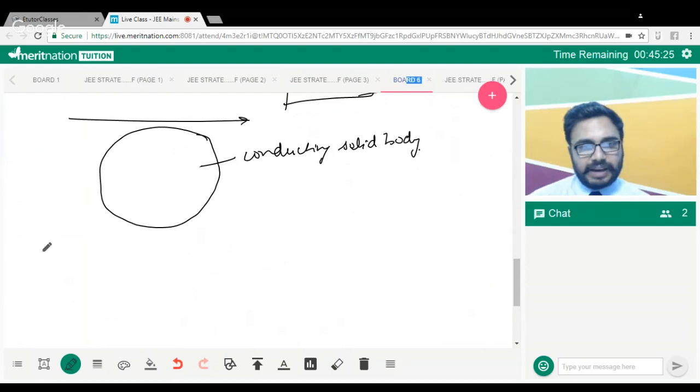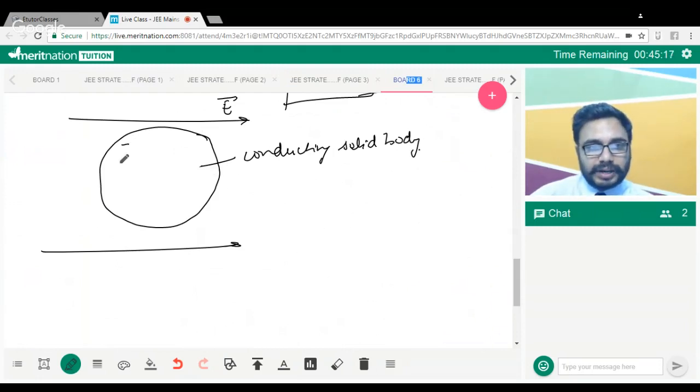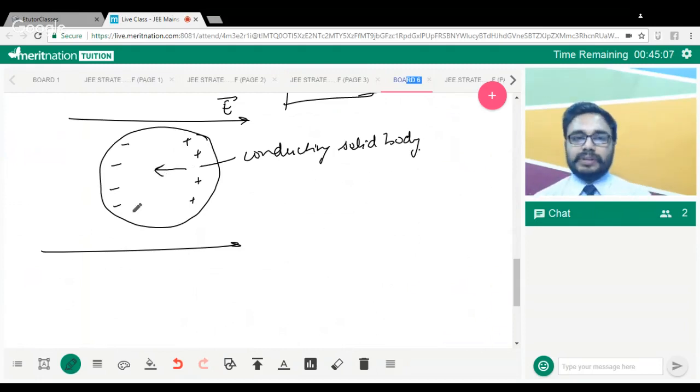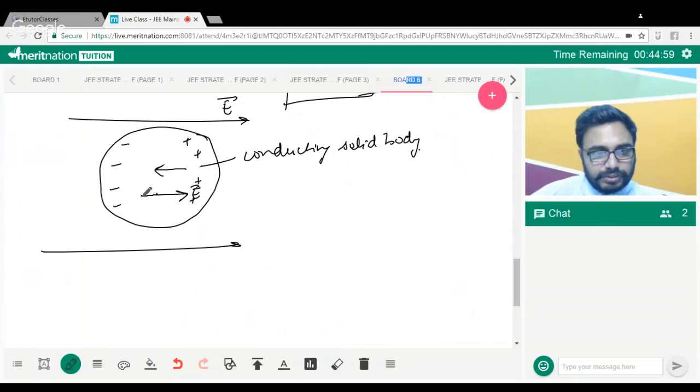Let's say we have an external electric field. So electrons will move opposite to it. So minus, minus, minus, minus electrons will move opposite to it, and plus, plus, plus will come up like this. So there will be an electric field generated like this. If we talk about this point, the external electric field is in this direction, and the induced, generated electric field is in this direction.